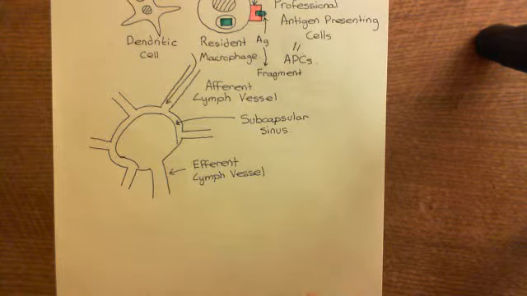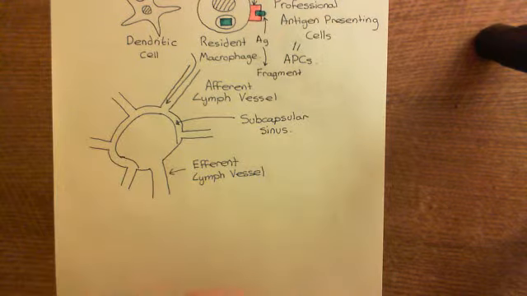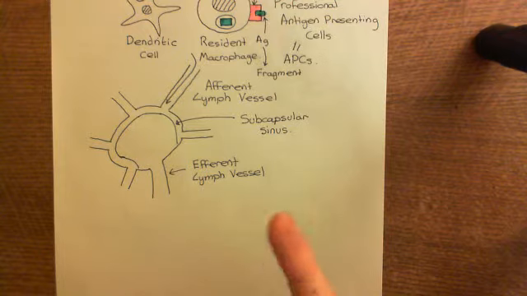They are immune surveillance. They are looking at all the lymph that is coming in from all these afferent lymph vessels, and they are saying, is there anything dangerous here? Should we launch an adaptive immune response against any of it? That's what lymph nodes are doing.